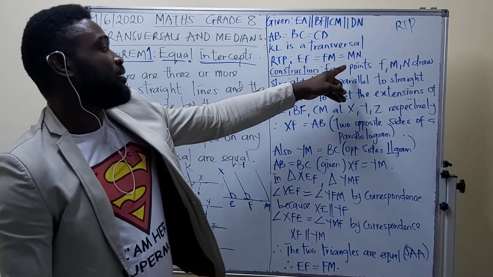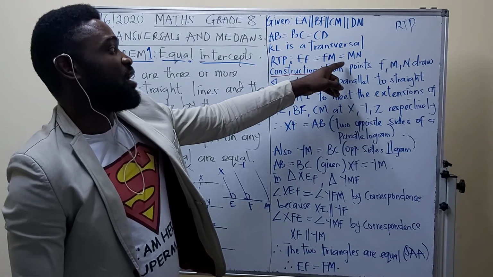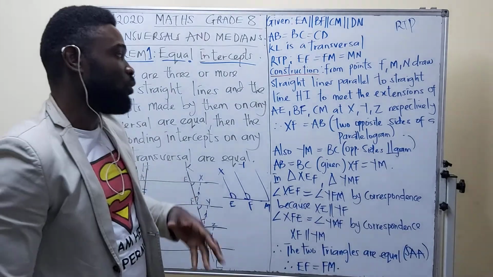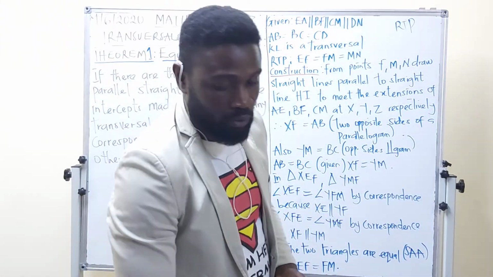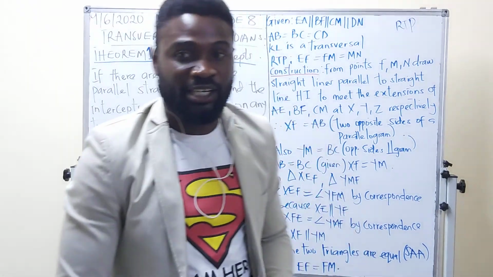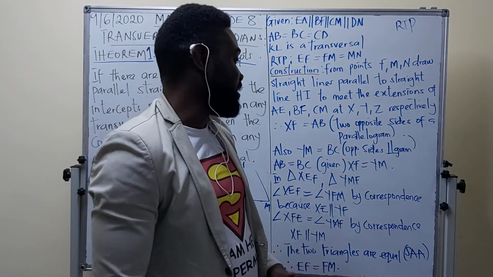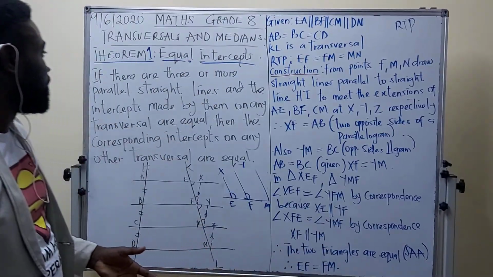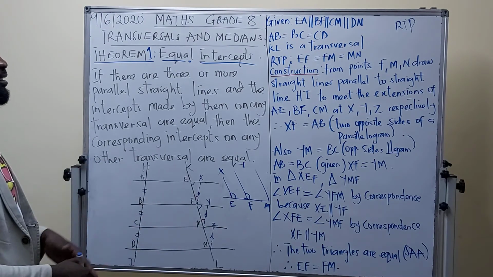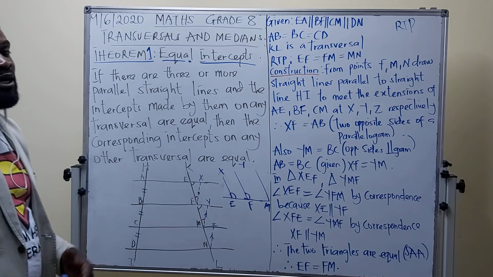And extensively, FM is also equal to what? MN. So that will be your work to do from home, or homework. I want to believe with this explanation, you now have an understanding of how to prove or explain when you have two transversals cutting different parallel lines.